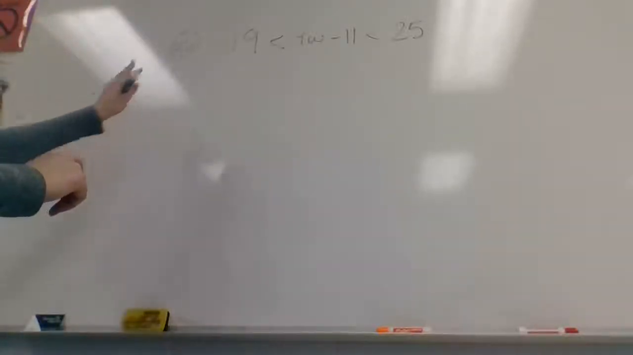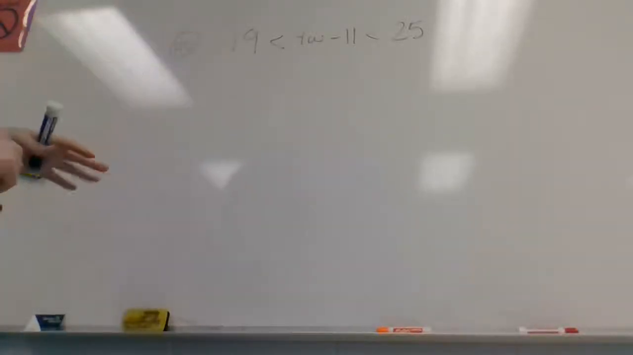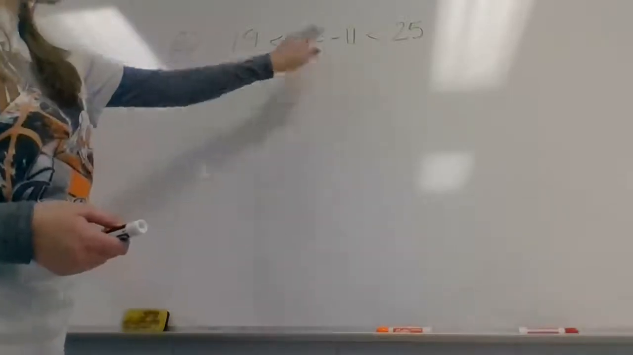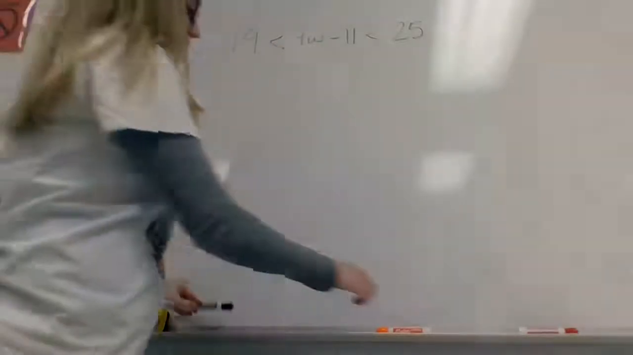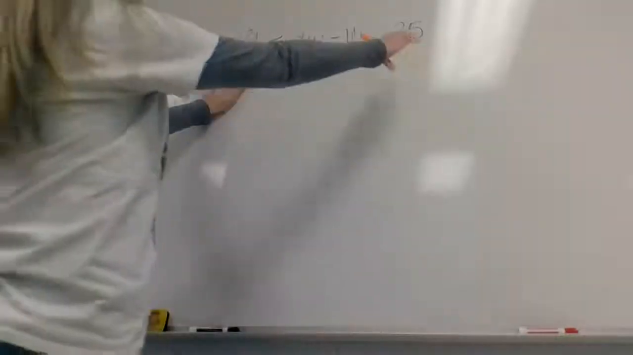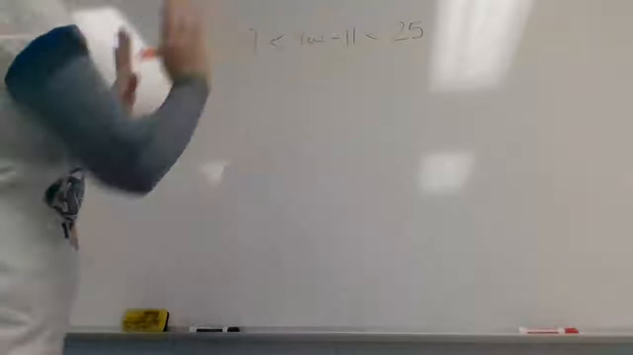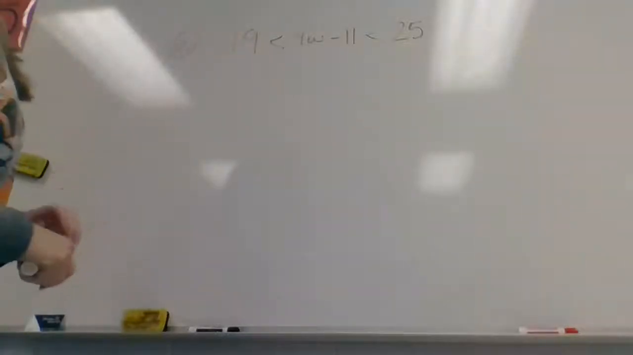This video will help you solve problem number 6 on your post-test review. So again, we're looking at inequalities here and we need to get W by itself. Now it looks kind of crazy because you have numbers on both sides of your equation, but again, don't let that fool you. You still just want to get W by itself.